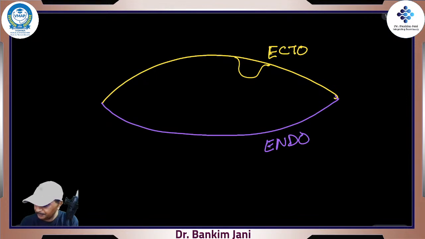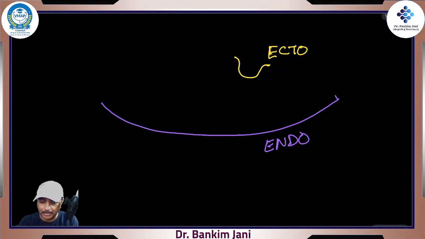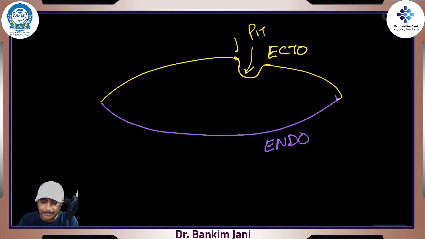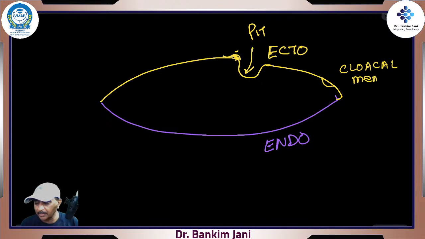So we have got now a situation like this. So this is primitive pit, and this one is the prominence, the primitive node. Okay, so you know this part. And obviously this is ectoderm. There would be formation of cloacal membrane. So this is cloacal membrane, right? So the moment this has happened, right?